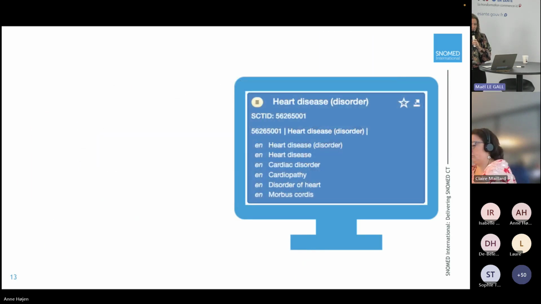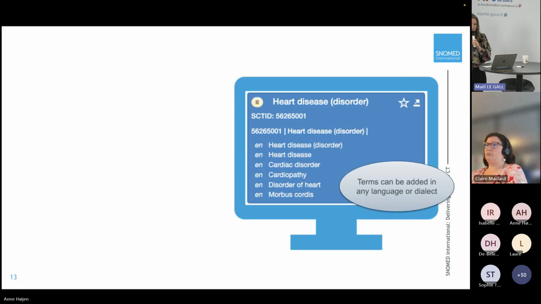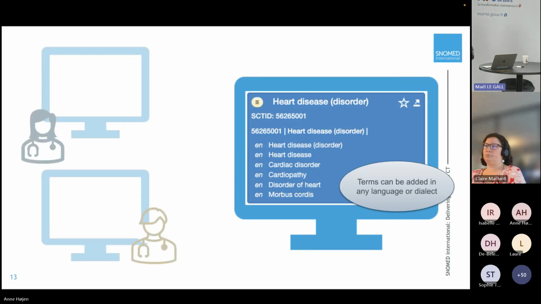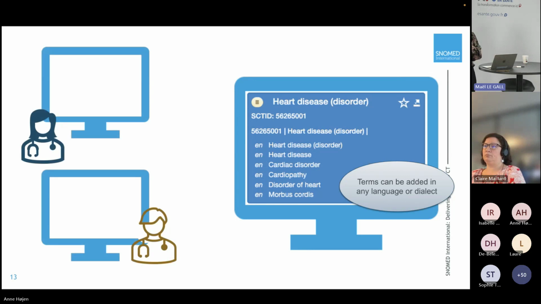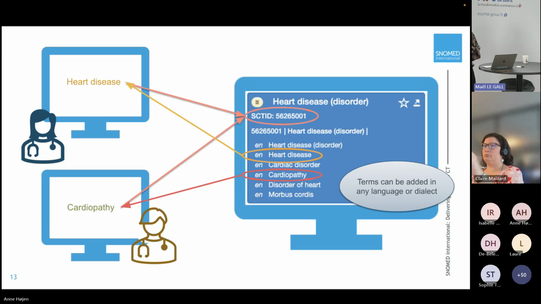This is about the language and the terms. In SNOMED, you can add terms in any language or dialect, which means that in one system you can use the term heart disease, while in other systems you can use cardiopathy. And you can even use the same search feature. Irrespective of what term you use here, it would be the same concept that you store, namely this one.